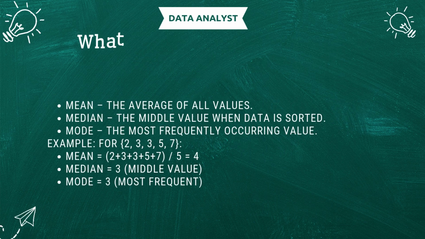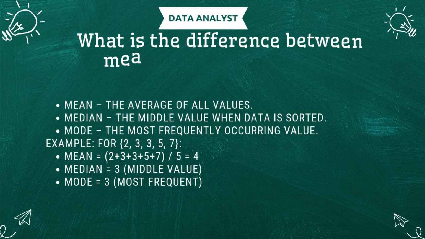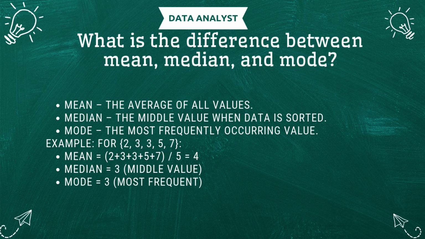What is the difference between mean, median, and mode? Mean, the average of all values. Median, the middle value when data is sorted. Mode, the most frequently occurring value. Example, 4, 2, 3, 3, 5, 7. Mean equals (2 + 3 + 3 + 5 + 7) / 5 = 4. Median equals 3, middle value. Mode equals 3, most frequent.